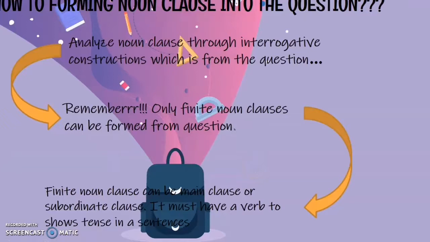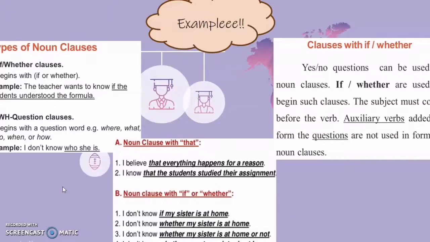So how do we form a noun clause from a question? First of all, you need to analyze the noun clause through the interrogative construction, which is from the question. Remember, only finite noun clauses can be formed from the question. Finite noun clause can be a main clause or subordinate clause. It must have a verb to show the tense in a sentence. So, this is a type of noun clause.